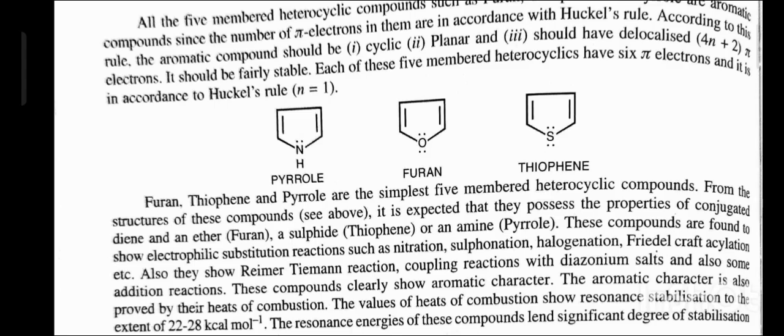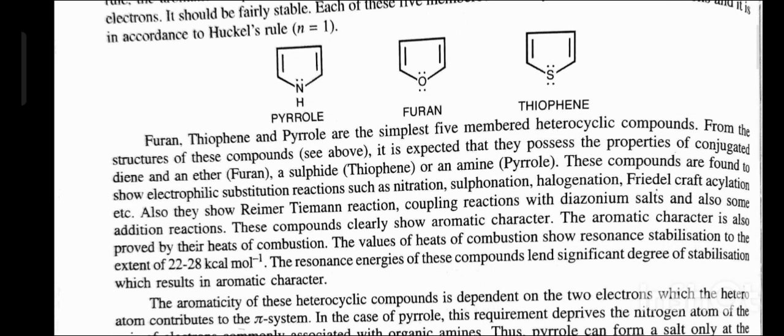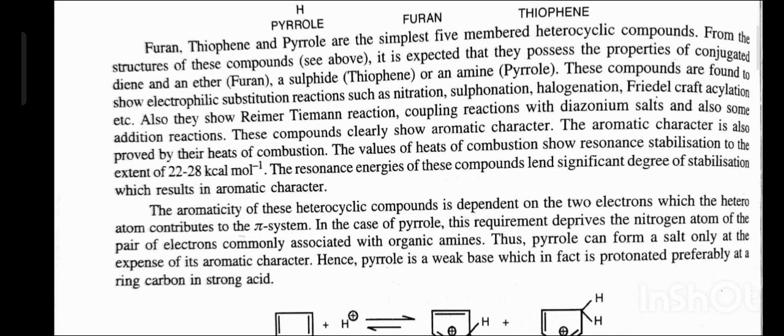From the structure of these compounds, it is expected that they possess the properties of a conjugated diene and of an ether, a sulfide or an amine. These compounds are found to show electrophilic substitution reactions such as nitration, sulfonation, halogenation, Friedel-Crafts alkylation, etc. Also, they show the Reimer-Tiemann reaction, coupling reaction with diazonium salt, and also some addition reactions. These compounds clearly show aromatic character.